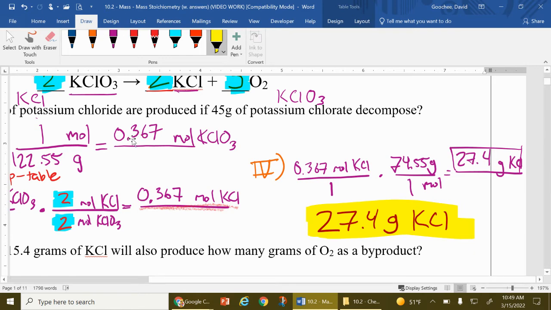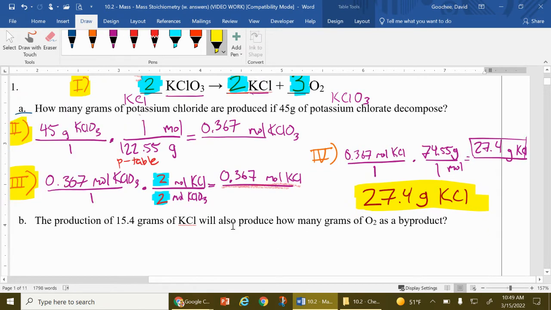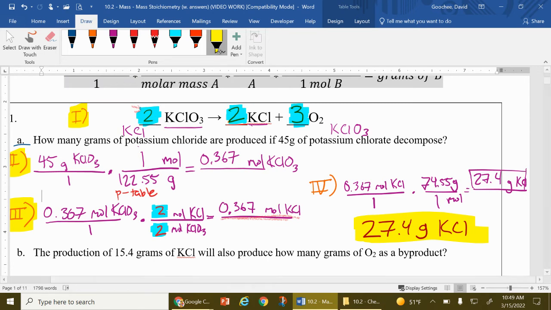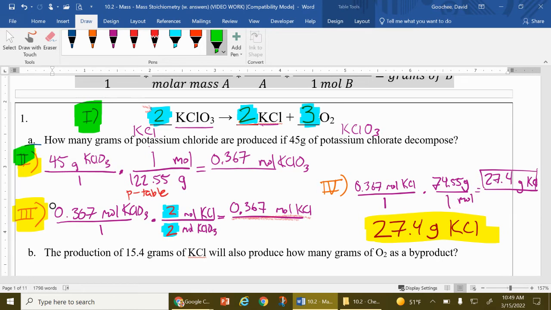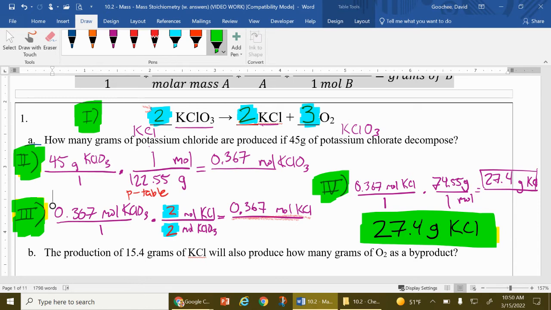There you have it. Now, once again, how did we get here? Well, first step, we balanced the chemical equation. Second step, we took our starting grams of potassium chlorate and converted them into moles of potassium chlorate. Then third step, we took moles of potassium chlorate and converted them into moles of potassium chloride. Lastly, we took our moles of potassium chloride and converted them into grams of potassium chloride, and that got us our answer right here. So there we go.